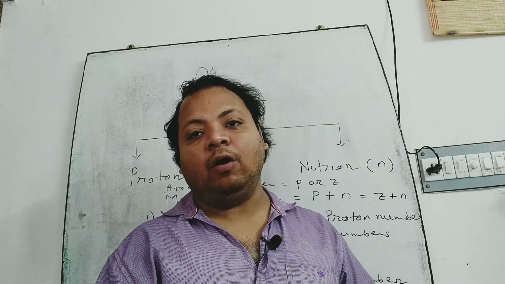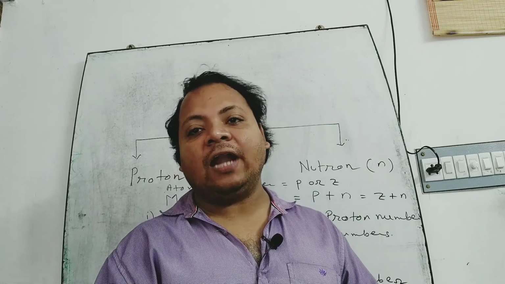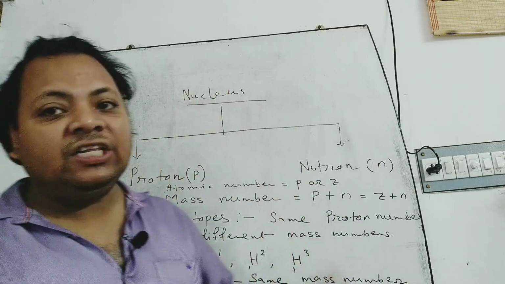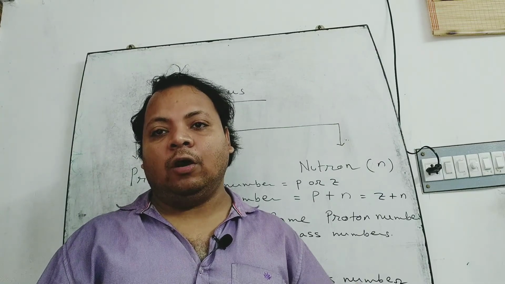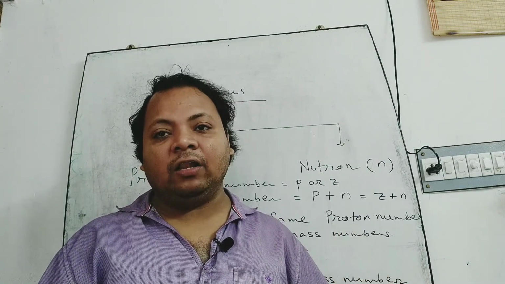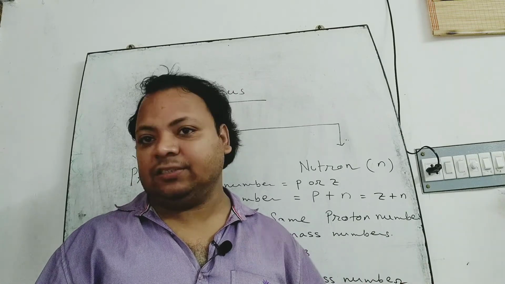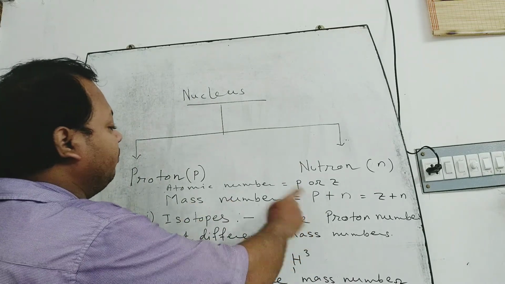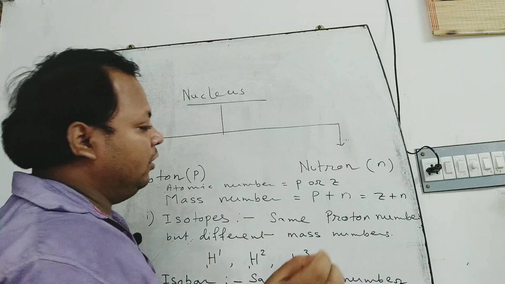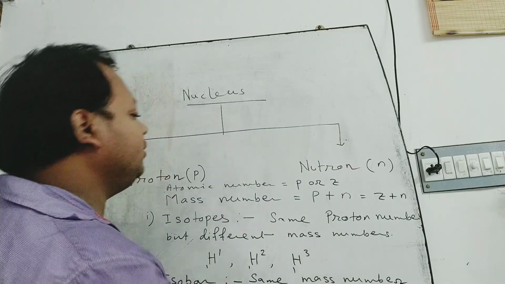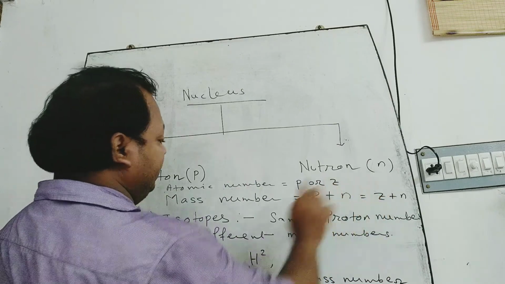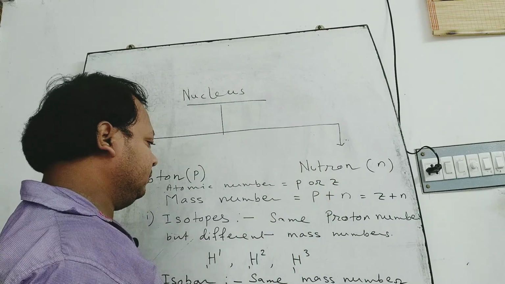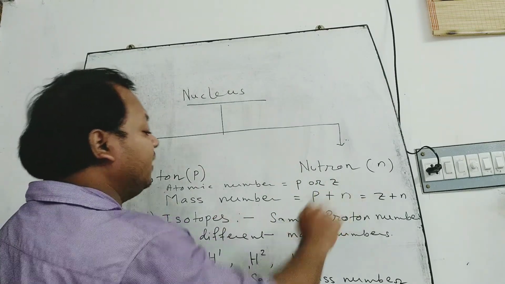That's why the proton number of an atom is known as the atomic number, and it is denoted by capital Z. With the change of the proton number of an atom, the physical as well as chemical properties change. And the proton number plus neutron number of an atom is known as the mass number. It is denoted by P plus N or Z plus N. Here the atomic number is represented by Z. That's why mass number is equal to Z plus N.